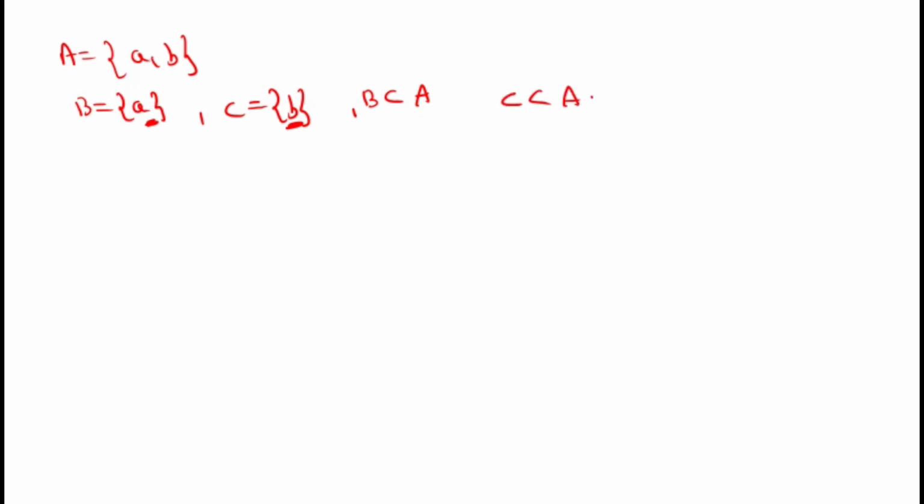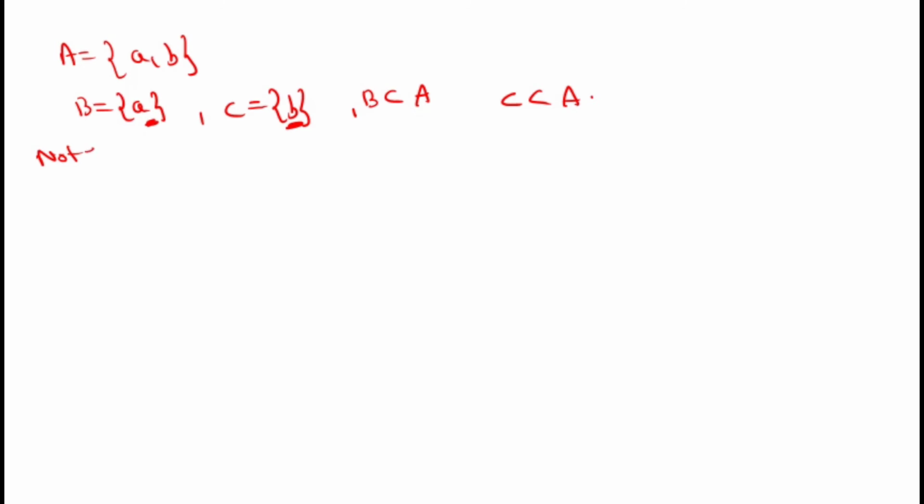Okay. Now take set A equal to {A, B}. Okay, see here I am taking one set B equal to the singleton set {A}, and another set C equal to the singleton set {B}. See here, B is a subset of A, right? Why? Because here one element A is there that belongs to the set A. In set C, one element B is there that also belongs to set A. So here B is a subset of A as well as C is also a subset of A.